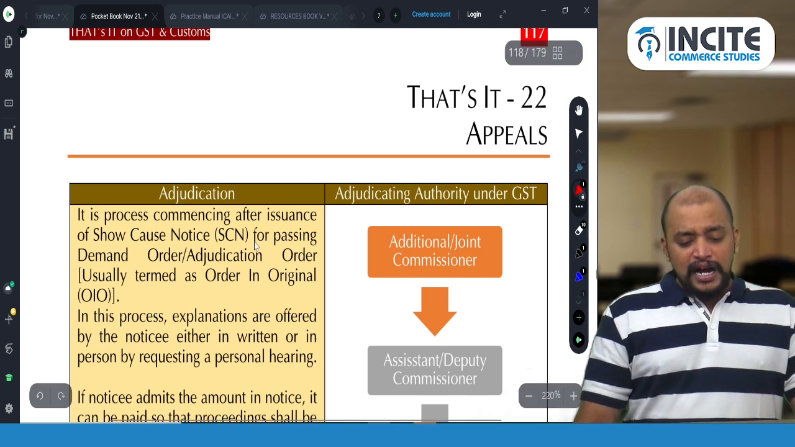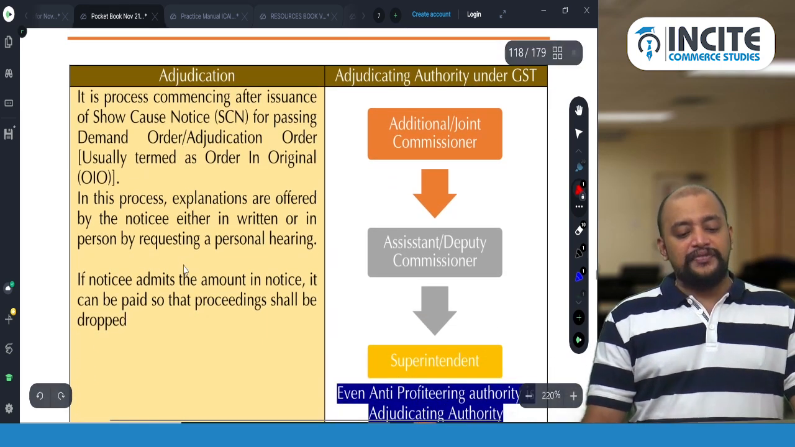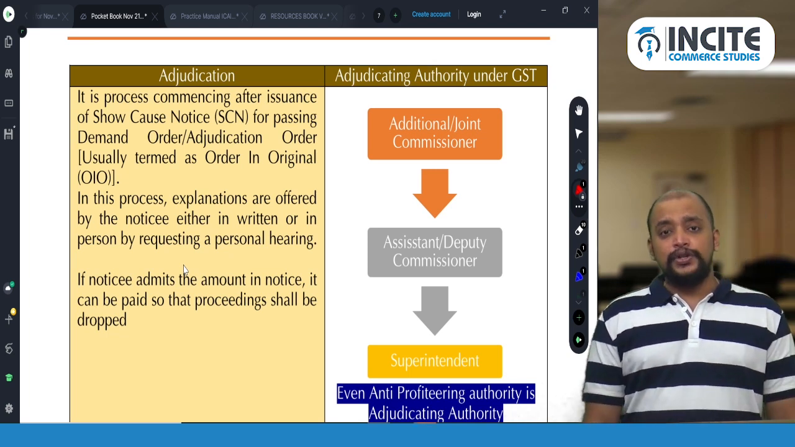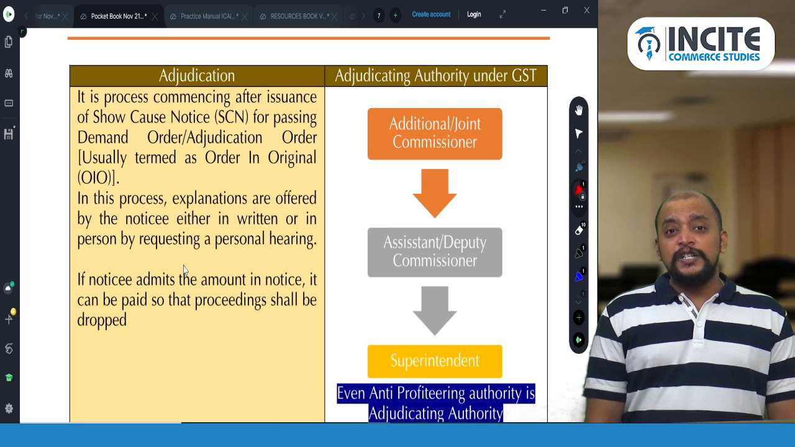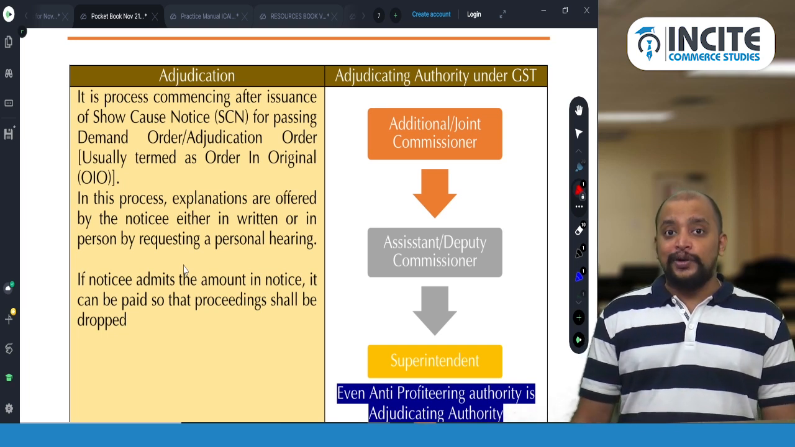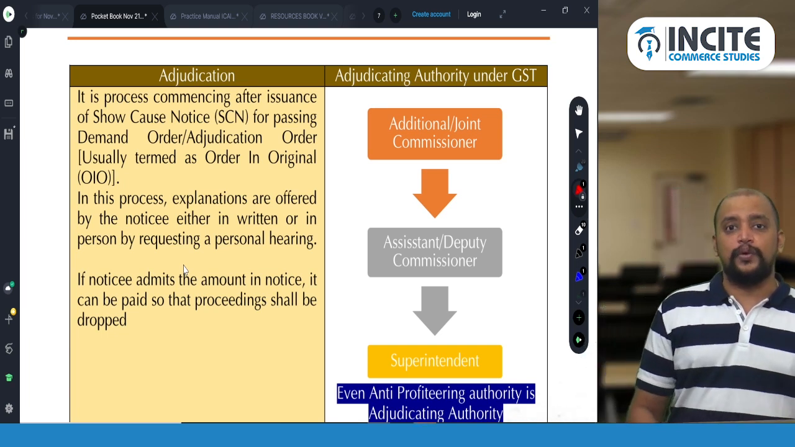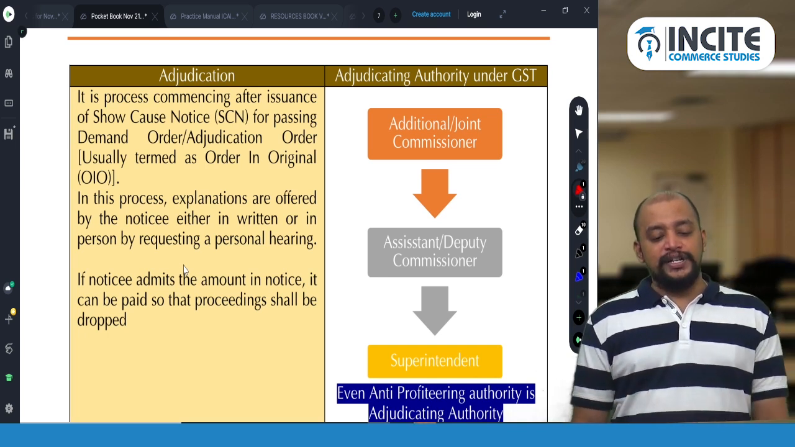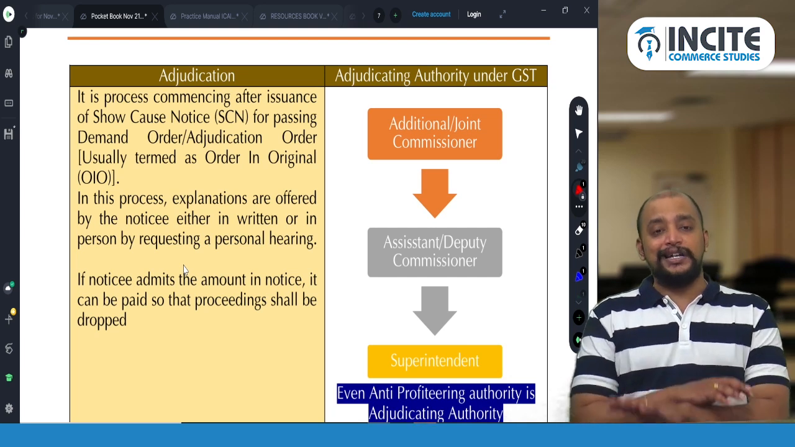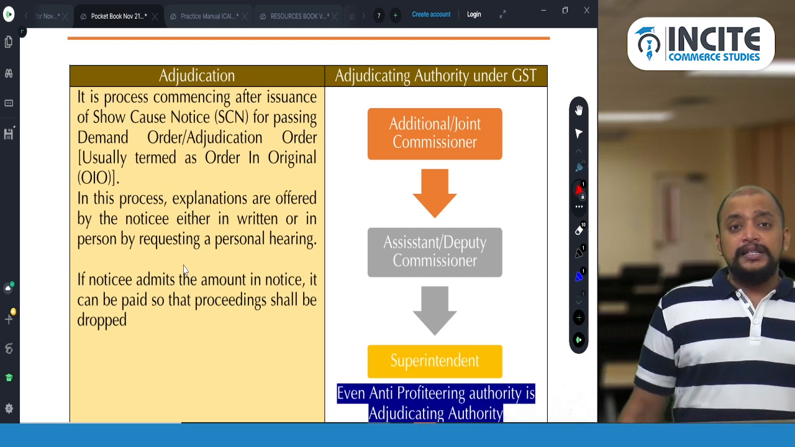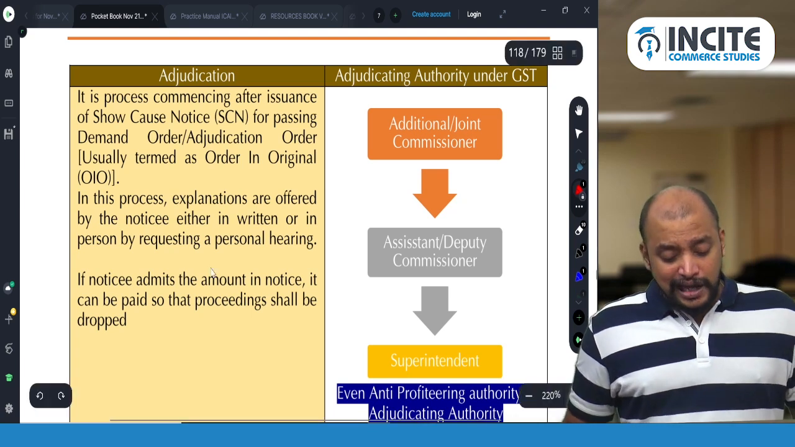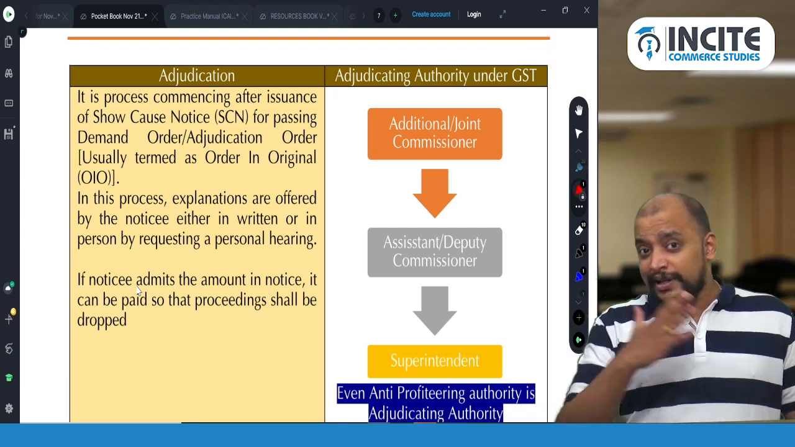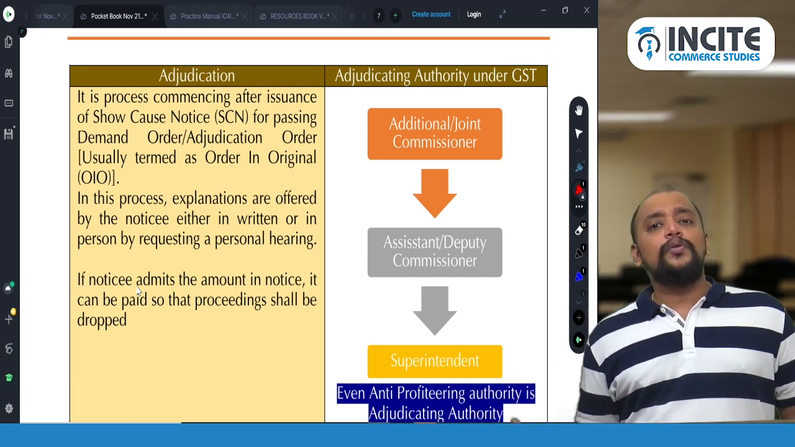Adjudication is a process that commences after issuance of a show cause notice for passing a demand order or adjudication order, usually termed as order in original. In this process, explanations are offered by the noticee either in writing or in person by requesting a personal hearing. If the noticee admits the amount in the notice, it can be paid so that the proceeding shall be dropped. If the noticee accepts the amount during the adjudication stage itself, then there won't be any order.